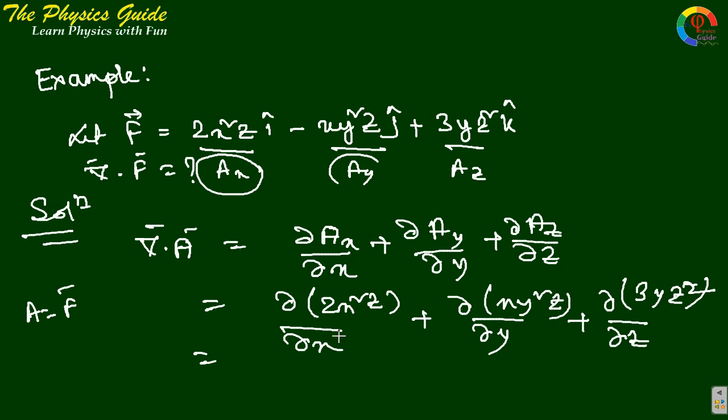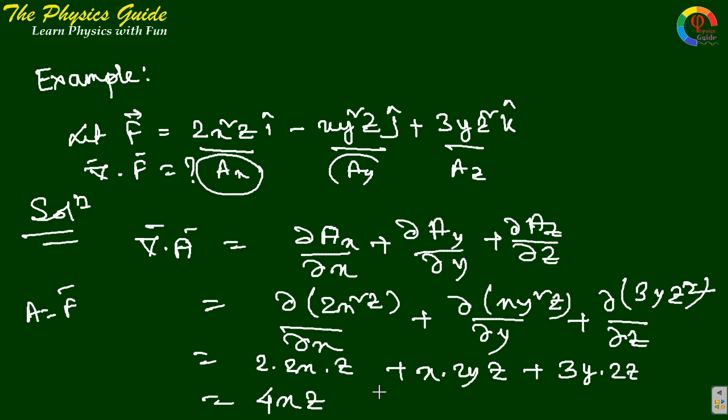So for the first term take y and z constant, for the second term take x and z constant, and for the third term x and y are constant. So this gives 2 into 2x z. For the second, x is constant, so minus 2xyz, and for the third, 3 is constant, y z square gives 2z. So finally it gives 4xz minus 2xyz plus 6yz. So this is our solution. So it is very easy. Thank you for this class.